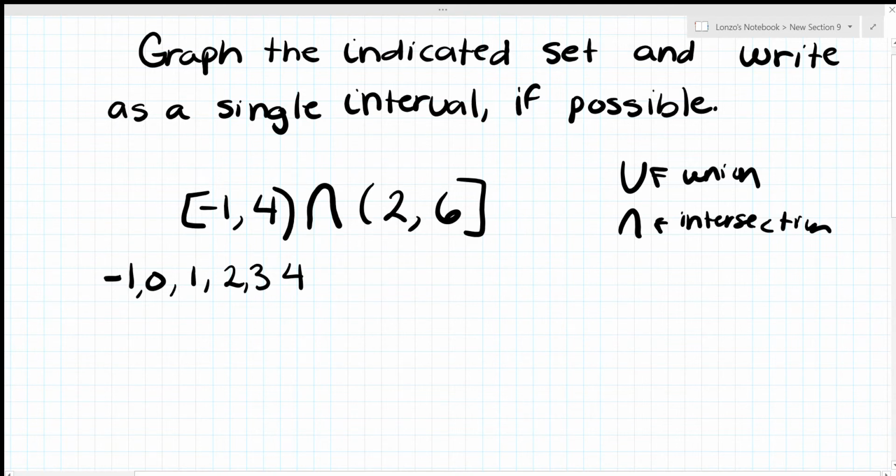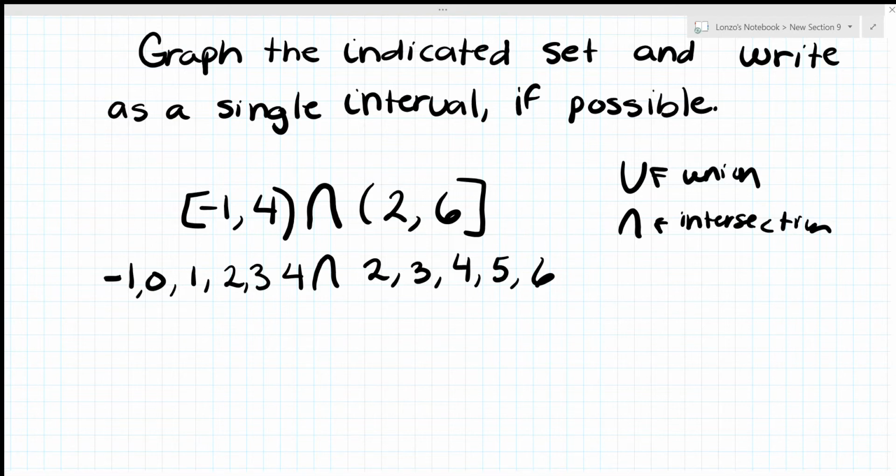Now let's focus on the other interval. What are all the numbers on this interval, 2 to 6? It's going to be 2, 3, 4, 5, 6. Now we're doing an intersection, so do you see any number that repeats? You just have to write it once. I see a 2 that repeats, and what else? I see a 2 and a 4, because we have a 4 here and a 4 here.